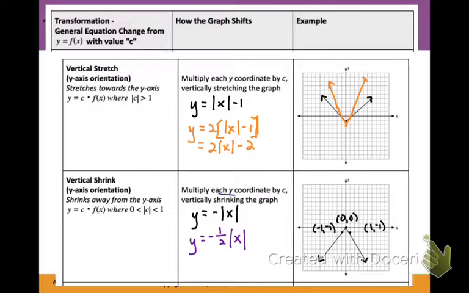Now I have identified 3 points on my original function: (-1, -1), (0, 0), (1, -1). And so to do this vertical shrink, I need to multiply each y coordinate by that 1/2. So I get new coordinates of (0, 0), (1, -1/2), and (-1, -1/2). When we graph that, you can see that the graph appears wider, and that if you think of it, the arms of the graph are shrinking away from the y-axis.